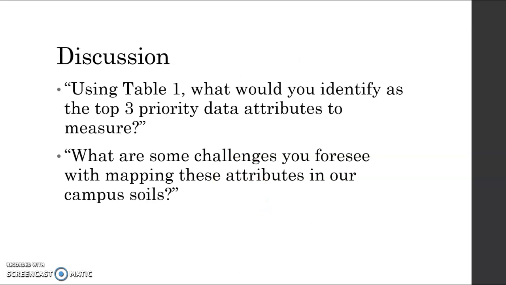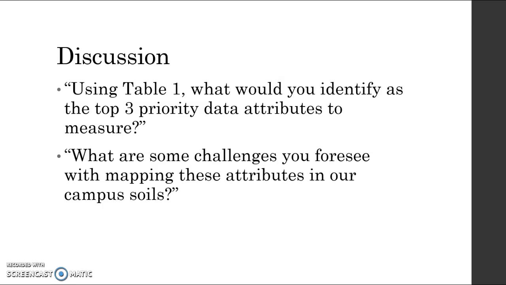So, without further ado, let's move on to the discussion portion of this. This is a bit more interactive, and ideally, if there are an equal number of staff members and academic experts at the table, one academic can partner up with a staff member and exchange some views that enable both parties to understand each other's perspectives, that would be great. Essentially, what would be great is if you could take a minute to peruse Table 1 and discuss what you would identify as the top 3 priority data attributes to measure.